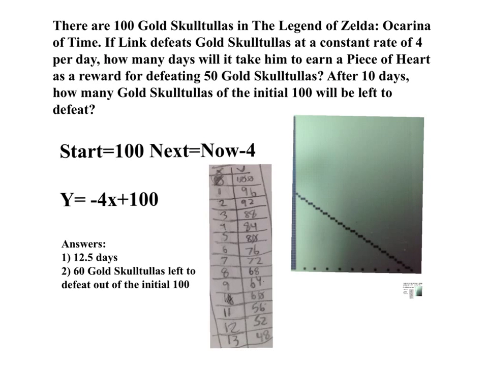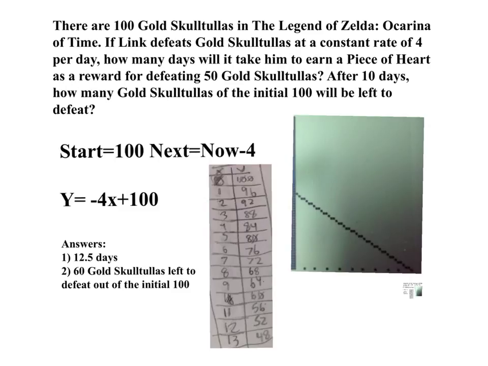There are 100 gold Skulltulas in The Legend of Zelda: Ocarina of Time. If Link defeats gold Skulltulas at a constant rate of 4 per day, how many days will it take him to earn a piece of heart as a reward for defeating 50 Skulltulas? After 10 days, how many of the initial 100 gold Skulltulas will be left to defeat?